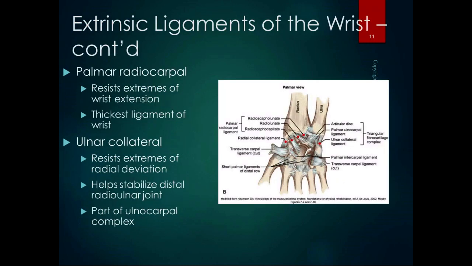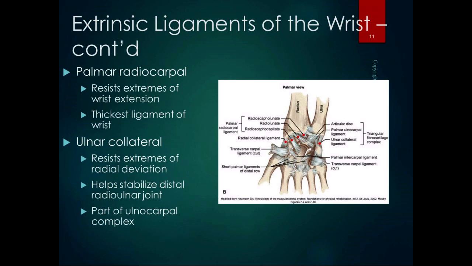The palmar radiocarpal ligament, just like the dorsal one is on the posterior side, the palmar is on the anterior side. It resists extremes of wrist extension. It's the thickest ligament of the wrist, because extremes of wrist extension are probably more of what's happening in real life. That's why it's the thickest ligament. Form follows function, right? The ulnar collateral ligament, which elsewhere in the body might be called the medial collateral, resists extremes of radial deviation.